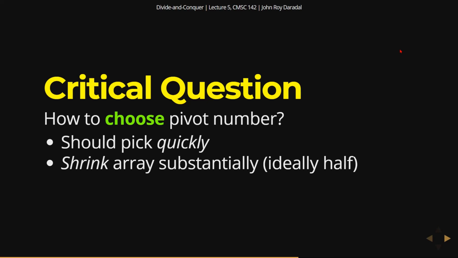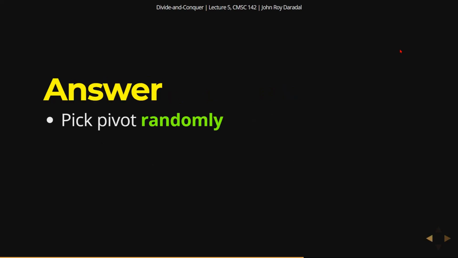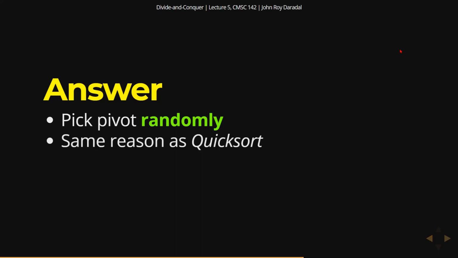Okay. So how do we pick the pivot number? So the answer is, we'll also pick the pivot randomly, just like in quicksort. So it's the same reason as quicksort, because if we pick randomly, chances are we'll get something, most are 50% of the numbers give you about 25 to 75 split at most, which is already good enough for you to be able to use the divide and conquer approach effectively. So it can already divide it in such a way that it's not unevenly balanced, right? So that's good enough.